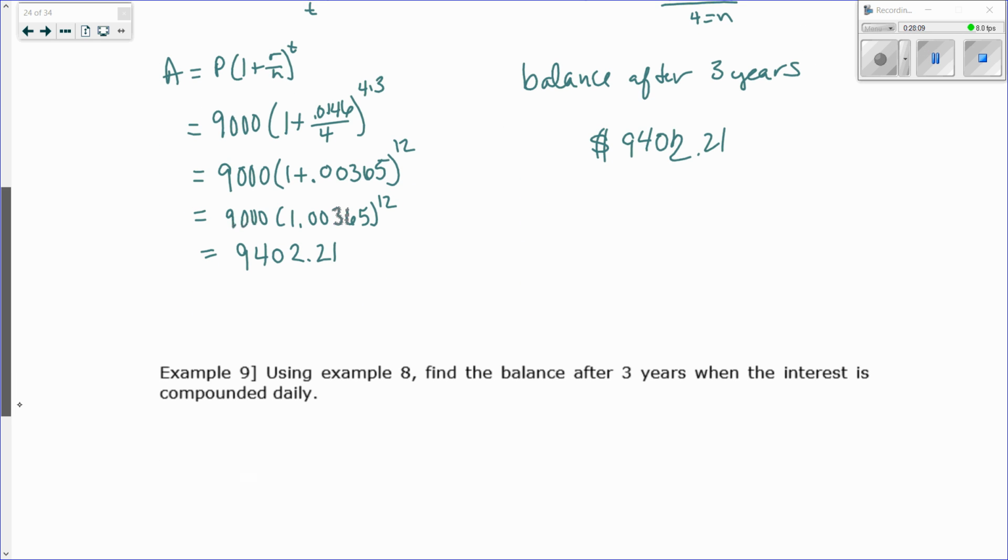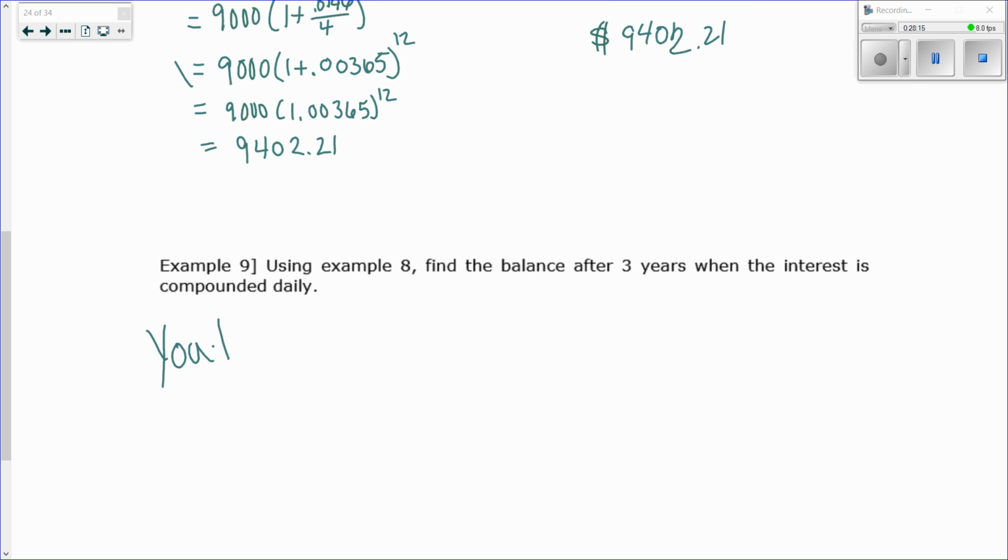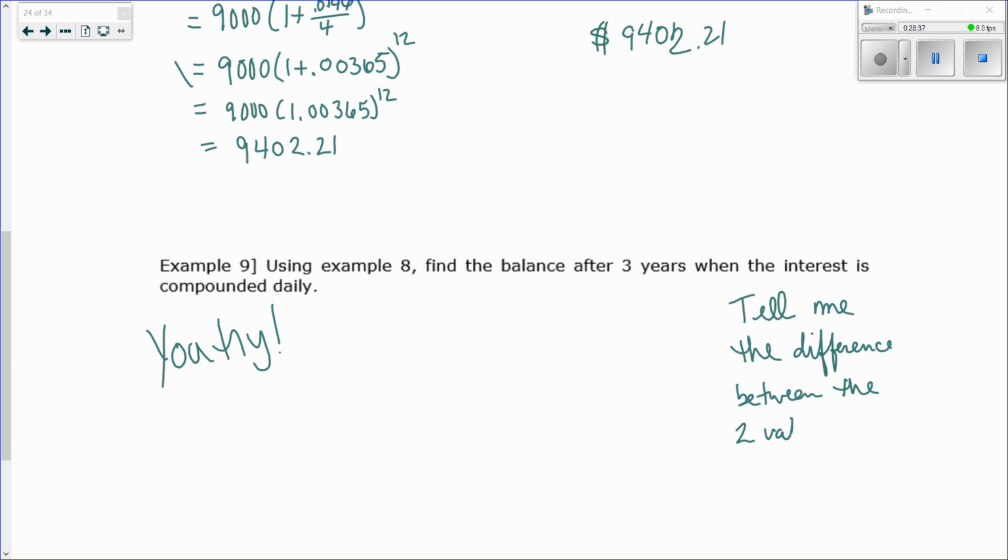All right. I want you to try this last one and then tell me the difference between the two values or answers. So how much money different was it? What's the difference between the two balances?